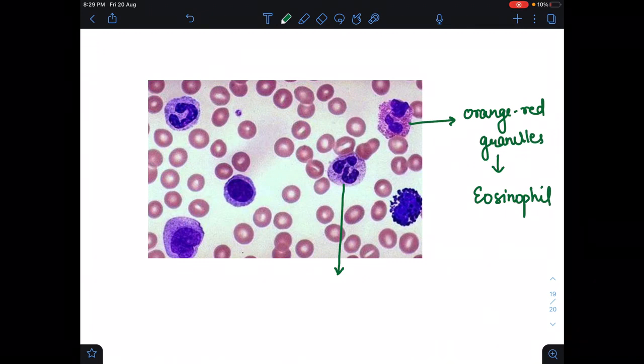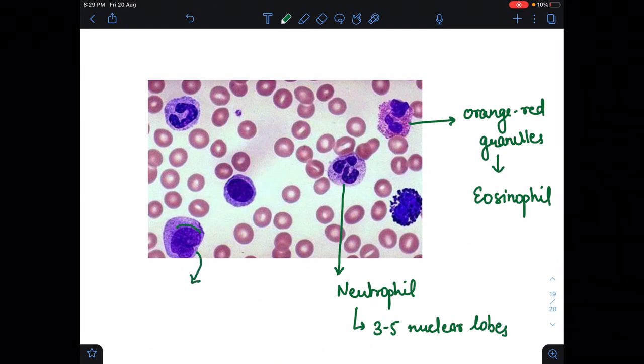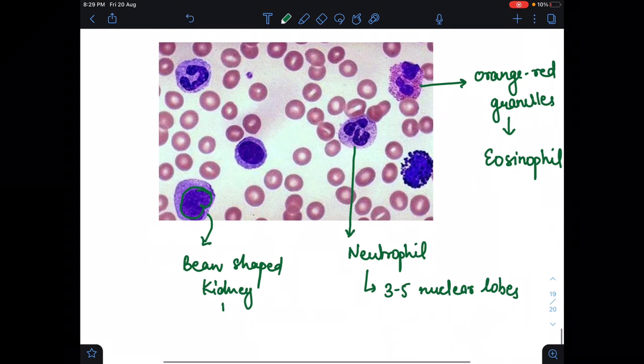Now in this we see a lot of nuclei, so it is a multinucleated structure. So it is a neutrophil. Why? Because we see 3 to 5 nuclear lobes in this. Now what is this? In this we see a kidney shaped, bean shaped nucleus, and a kidney or bean shaped nucleus is seen in a monocyte.